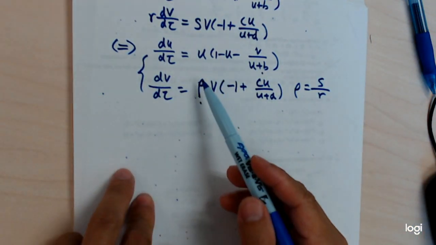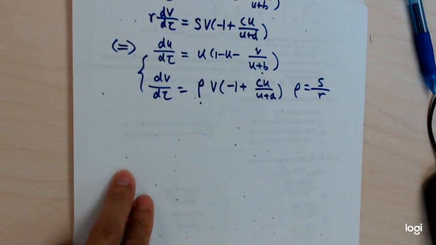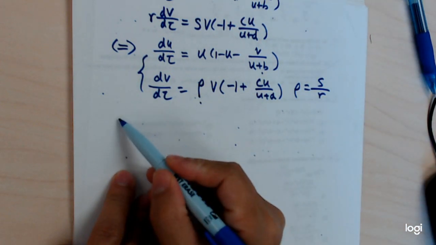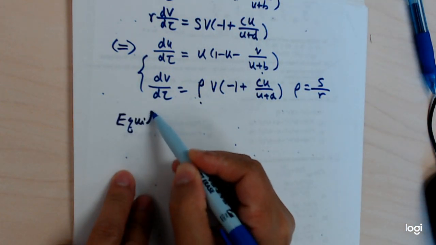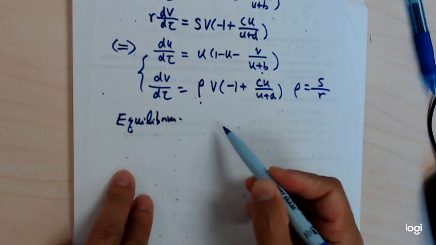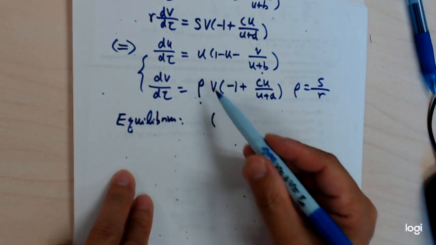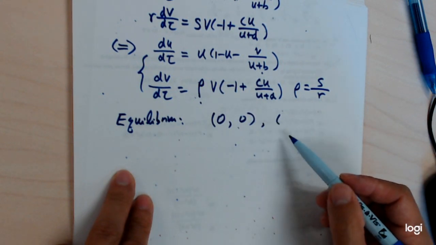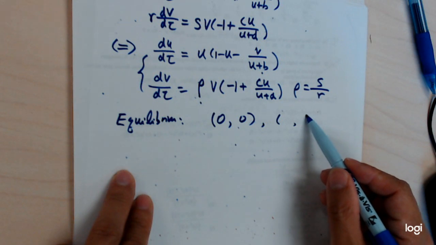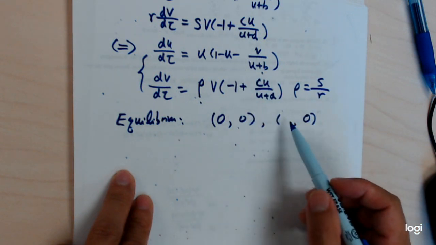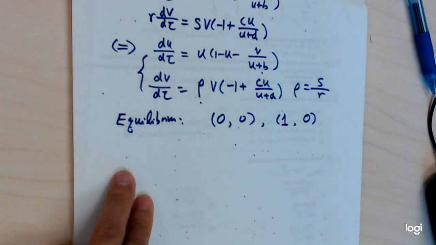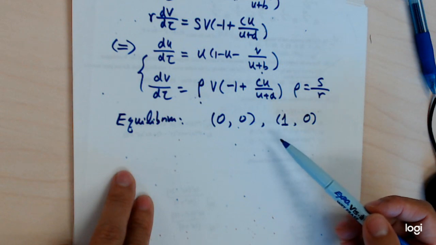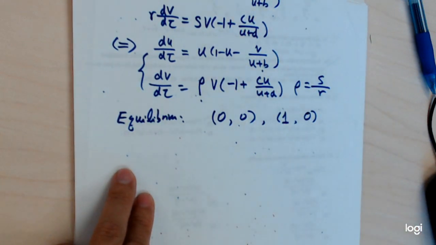All right, so now let's focus on this system here. Equilibrium: U is 0, V is 0. And if V is 0, U can be 1. So that's another equilibrium. This is the equilibrium with one of them being 0.